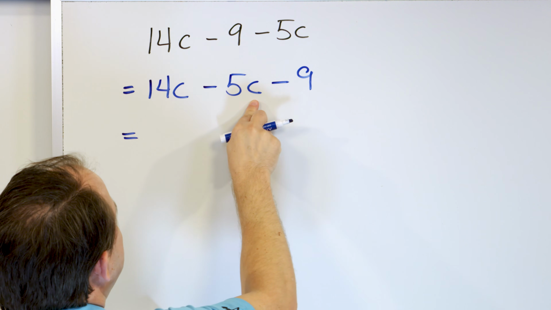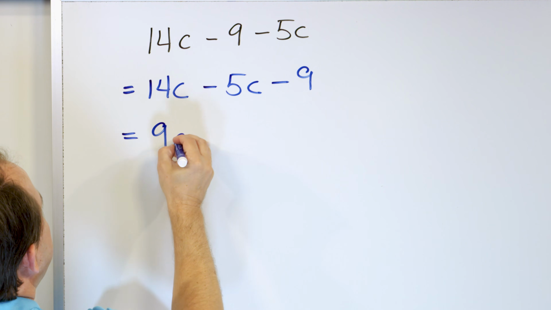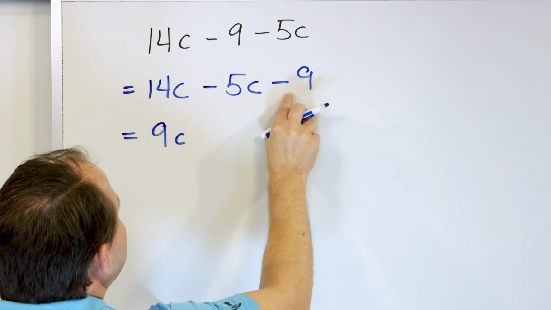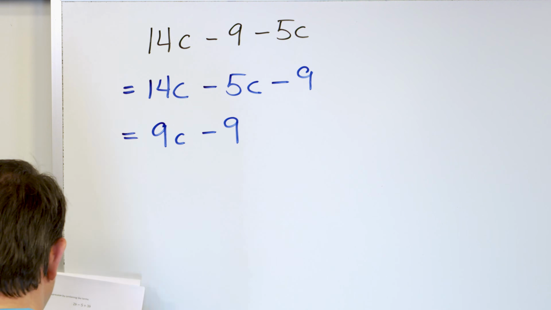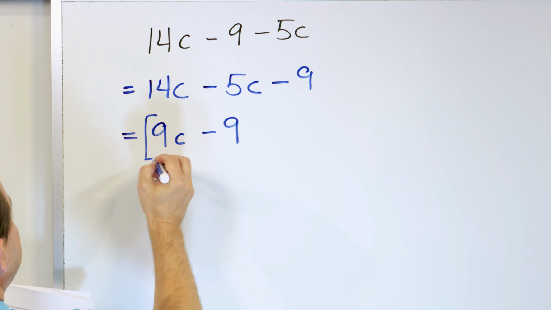14 cats minus 5 more cats. You're going to get 9 cats. And then this minus 9, see, all we did was subtract these. The minus 9 is still there. So there you have 9C minus 9. This is the final answer.